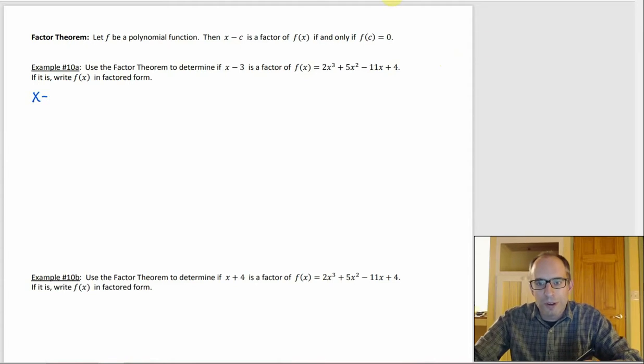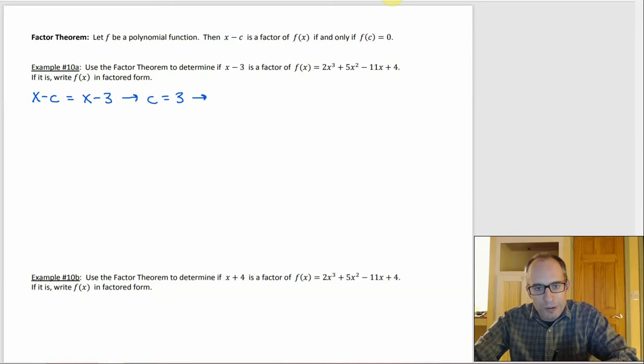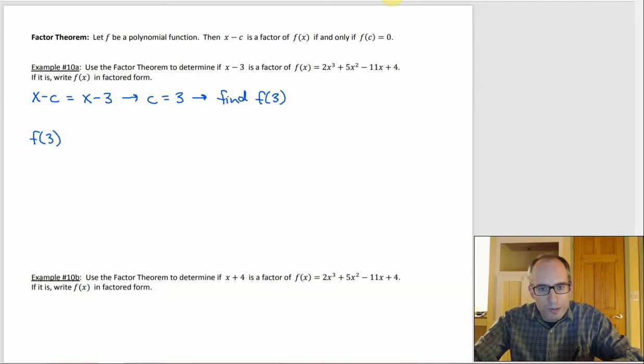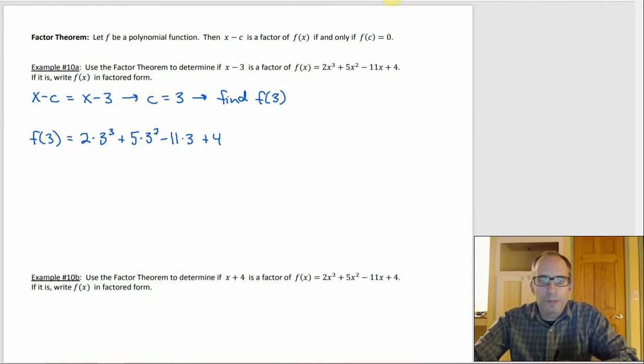That's weird. I can't write all of a sudden. There we go. x minus c is x minus 3. So that means that c is 3. And what we're going to have to do is find f of 3. If we substitute in, it'll be 2 times 3 cubed plus 5 times 3 squared minus 11 times 3 plus 4. Well, 3 cubed is 27. And then 3 squared is 9.